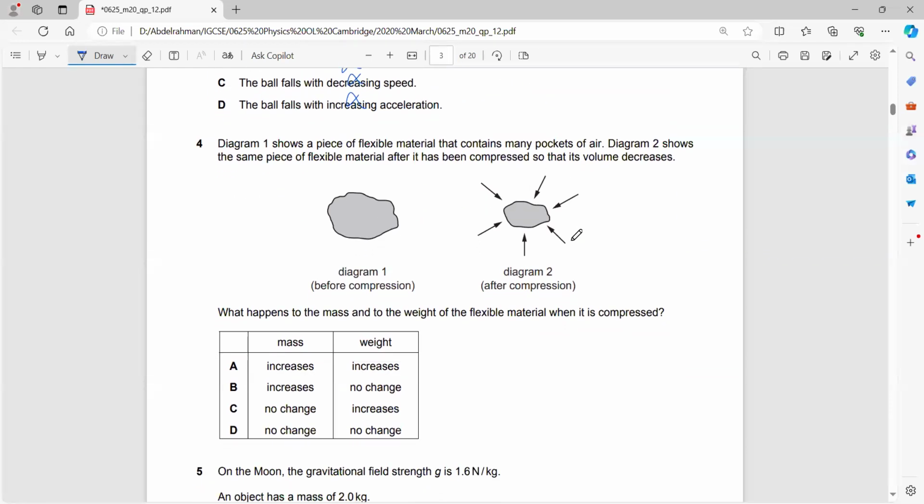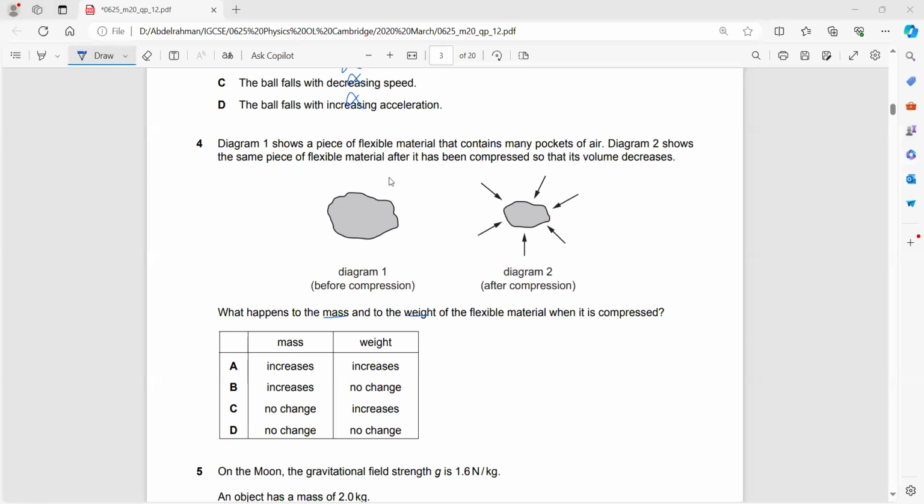Question 4, diagram 1 and diagram 2. You have a flexible material and then you compress this material. Diagram 2 shows the same piece of flexible material after it has been compressed so that its volume decreases. What happens to the mass and what happens to the weight as you decrease the volume? The mass does not change.